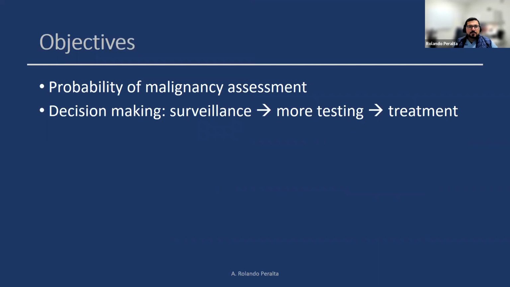The objectives are, number one, to assess the probability of malignancy. We're going to try to figure out how to go about that. Is this patient going to be low risk, intermediate risk, or high risk? And then with that piece of information and some other components, we're going to decide where to put this patient. Do we put them in the surveillance category, in the more testing or more information category, or in the treatment category? Those are our objectives for today.